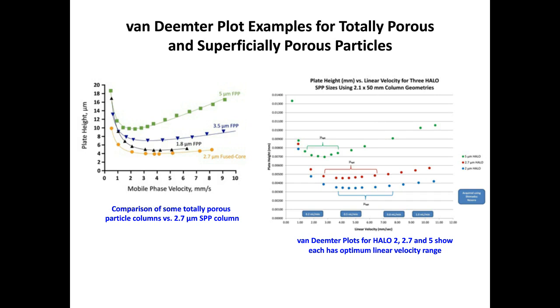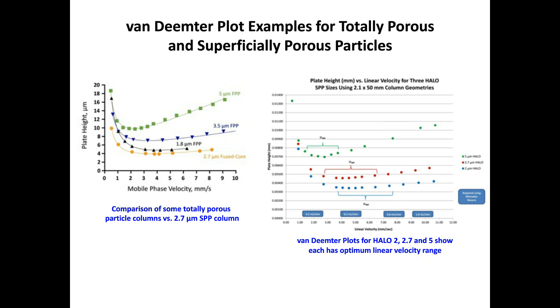On the right-hand side, I show Van Deemter plots for different 2, 2.7, and 5 micron Halo columns, superficially porous columns. And you note that the Halo 5 has an optimum that's a little bit less flat here in the upper trace, and then the 2.7 micron has certainly a lower optimum, meaning it's got more efficiency, and then the 2 micron even lower yet. And with those superficially porous particles in the smaller diameters, they have a broader, flatter Van Deemter plot, which is one of the advantages of those types of particles, that you can push them a little faster than their optimum and still maintain most of your performance.